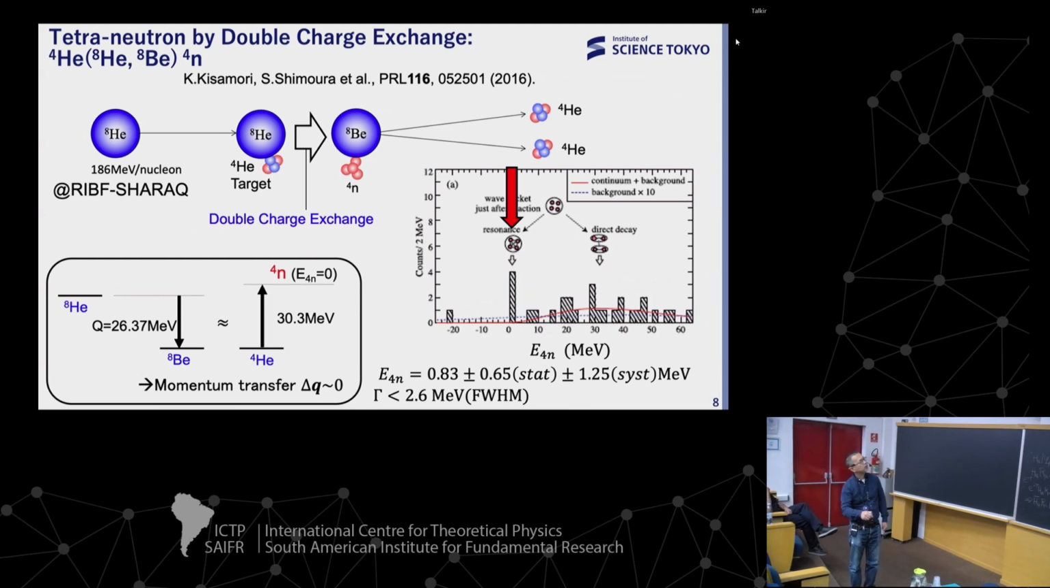They found a peak just above the threshold of 4 neutrons. They obtained the energy 0.83 MeV with these statistical errors and systematic errors, and the upper limit of the width 2.6 MeV. The event number was just 4, so 4 events, but a rather isolated peak was found.